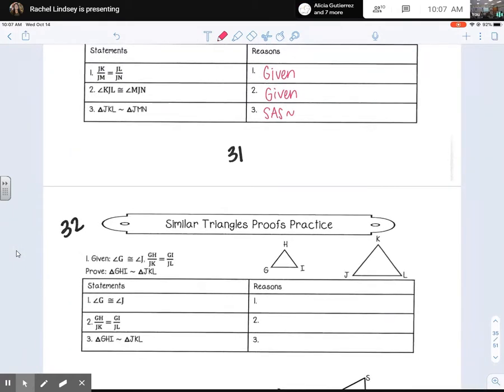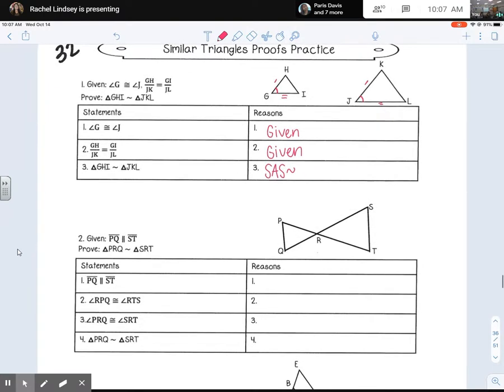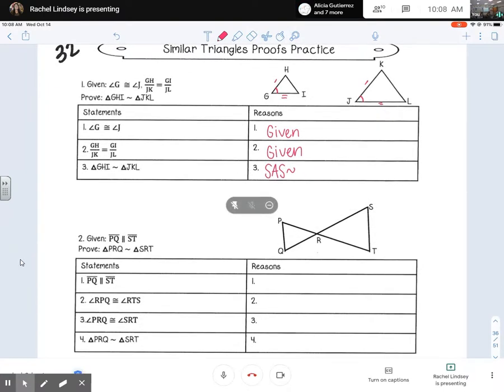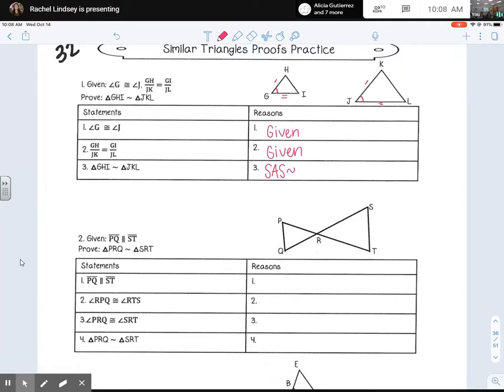Okay, on number 1 on page 32. So it says angle G is congruent to angle J, so we've already got one angle. So we know it's not going to be side side side, it's either going to be side angle side, or angle angle. And then it says GH is proportional to JK, GI is proportional to JL. That is side, angle, side, and the other two things are given. It's simple. Told you some of the similar triangle proofs are pretty simple compared to congruent triangle proofs. Oh, we gotta put a little arrow on the thing.